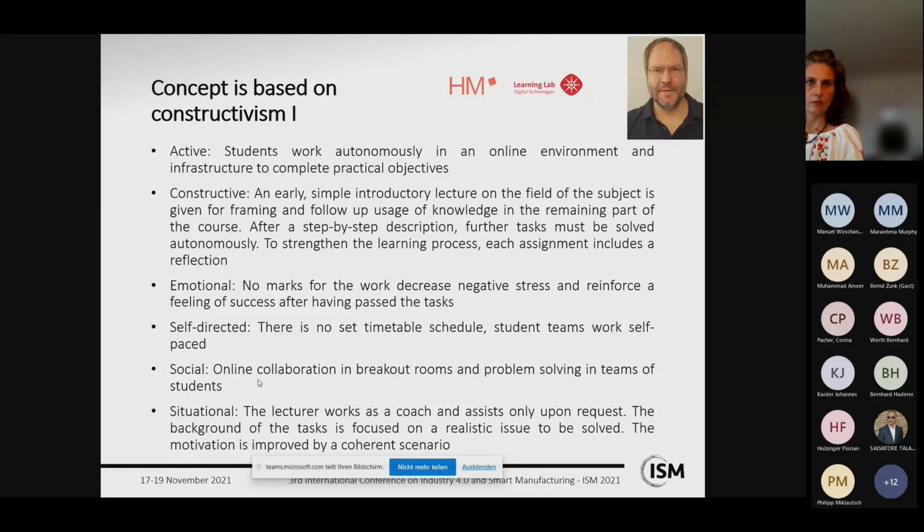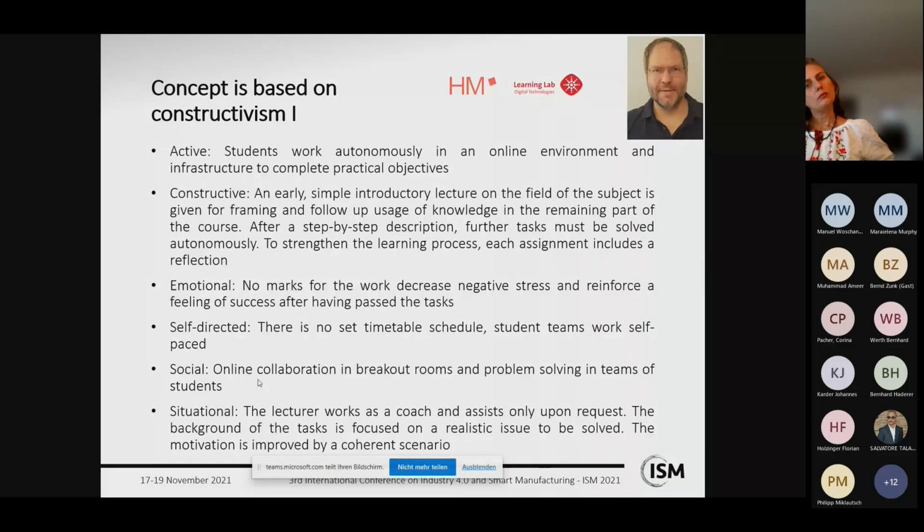Then the second dimension is the constructive one. Well, what does constructive mean? It's important that they can build on existing knowledge, which is again a problem, because usually students have different standards. Some people know parts of what they're going to do, others don't. So we have to start with an introductory lecture just to make sure all students are on the same level and they can build on existing knowledge so that they're not getting lost during the workshop.